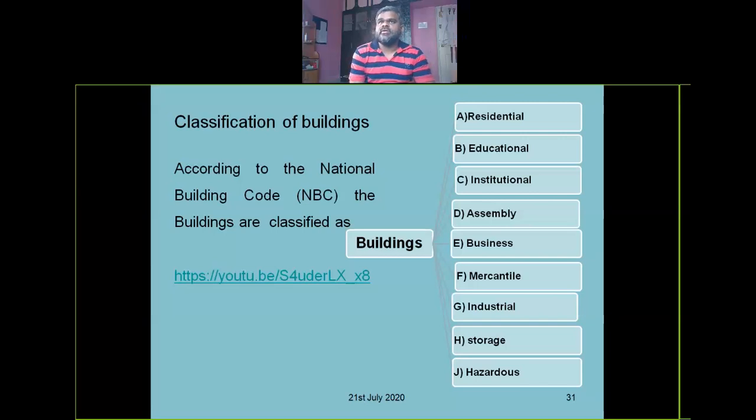Some states may follow the same building codes as they are, some states may have modified them, or some states may have their own building codes, but it should be enforced by the municipal department or town planning department. They should control all building norms according to the National Building Code. Actually, this is a code developed by the Bureau of Indian Standards, so it should be revised regularly. In 2006 it was revised. As per NBC, National Building Code, buildings are classified like this.